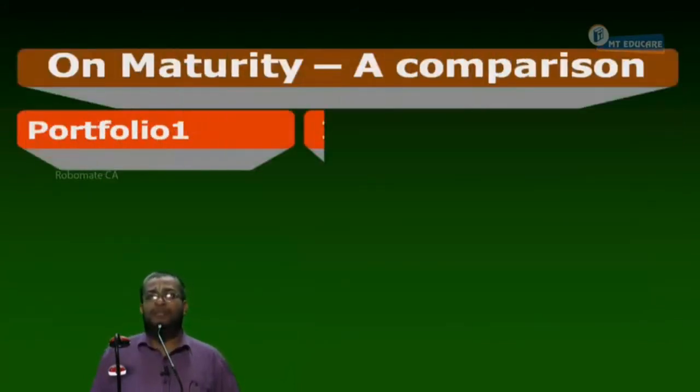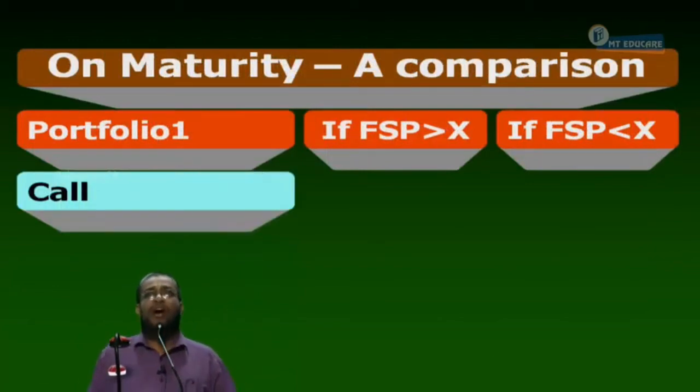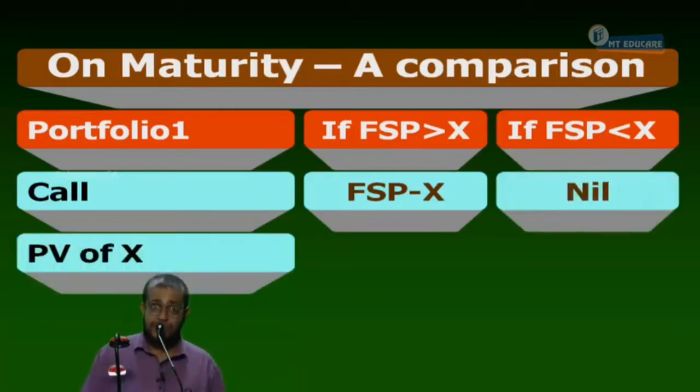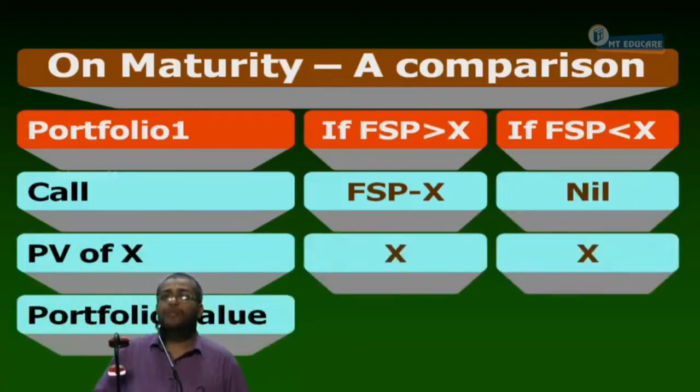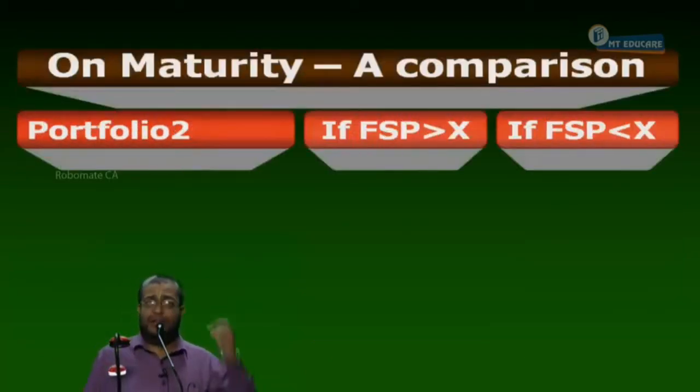Now, how did we prove it? Very simple. On maturity day, portfolio 1 has 2 assets: call and cash. If FSP is more than X, I exercise the call and buy the share at X rupees, worth FSP. The value of the call is FSP minus X. Second case, allow it to lapse: an out of the money call is worthless. The cash, PV of X today, becomes X. If I total the portfolio value, it becomes FSP.